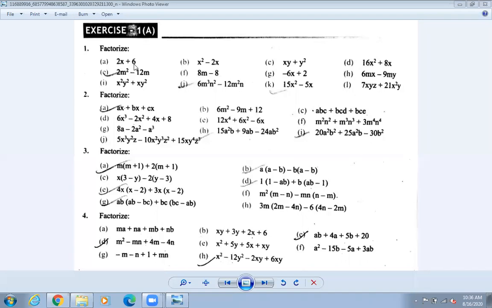So 2 bracket x plus 3, bracket close. In that way, your answer was completed. It was a one line answer. Last time we used to do it this way. Now let us go for number 3.